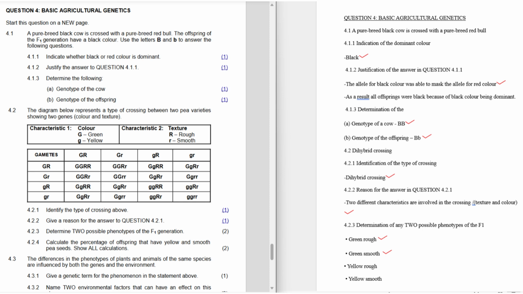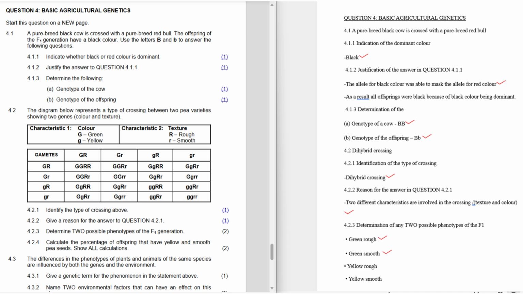This is question 4, basic agricultural duty. 4.1. A purebred black cow is crossed with a purebred red bull. So here we can see where we have a purebred. A purebred just means homozygous. Here we have a homozygous black cow that is crossed with a homozygous red bull.